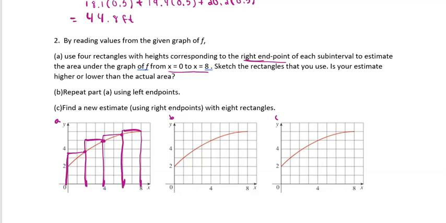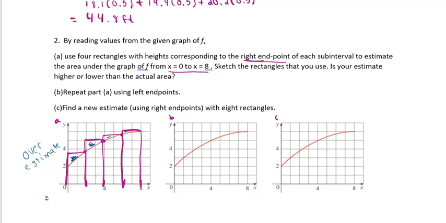Now, if you notice, there's all this extra area above right here that's going to be included in my rectangles. So this means that this is going to be an overestimate. And it's an overestimate because it is over the actual area. It's going to be higher than the actual area. Let's see if we can figure out what it's going to look like.